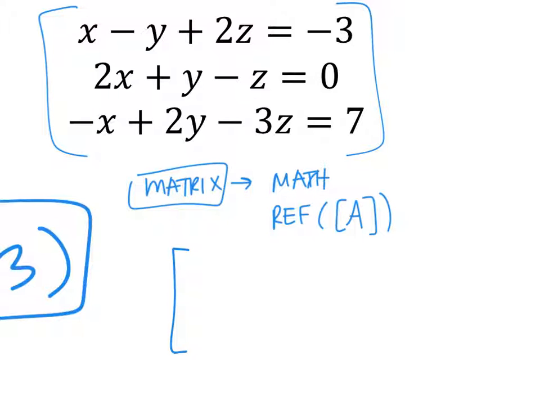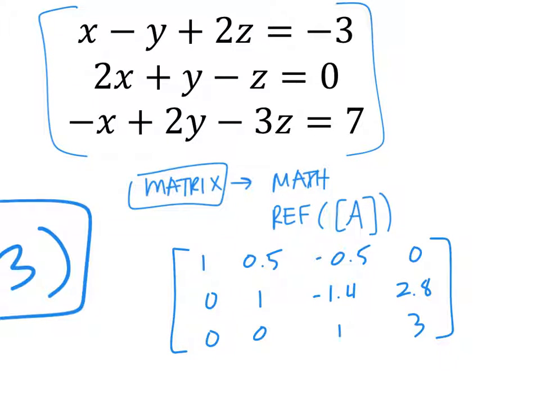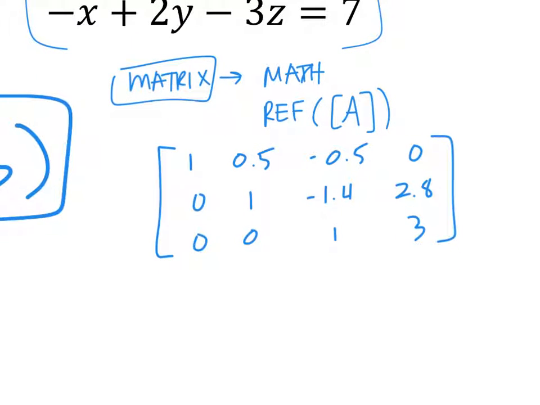Mine says 1, 0.5, negative 0.5. Sometimes you have to scroll to the right to see all the numbers. 0. And then 0, 1, negative 1.4, 2.8. And then 0, 0, 1, 3. So my calculator tells me this, and then what I need to do is change that into a system of equations so I can figure out the answer.